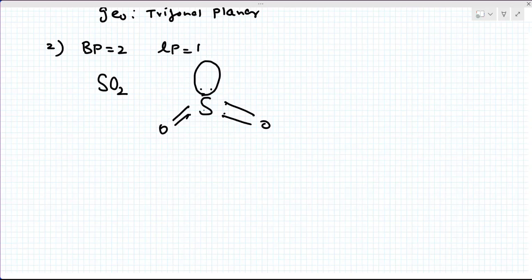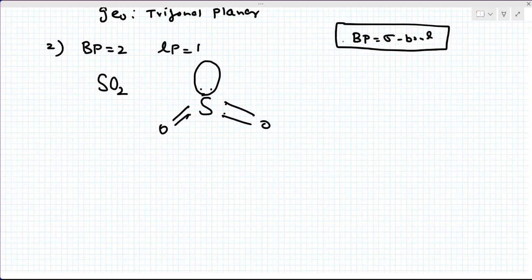Listen, we don't count the pi bond when counting the bond pairs. What is a bond pair? Only sigma bonds are bond pairs. Please note that. Therefore, how many bond pairs here? 2 bond pairs, and 1 lone pair. 1 bond pair, 1 bond pair. So 2 bond pairs and 1 lone pair.